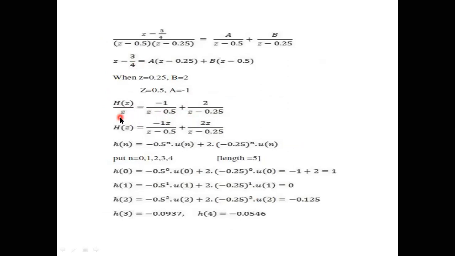So here z is present, take this z to this side. Now your H of z equals this. Now you know the formula for the z inverse of this simplified term. Clear? So for h of n, now take the z inverse transform. So h of n will be, see here, minus 1, clear here?